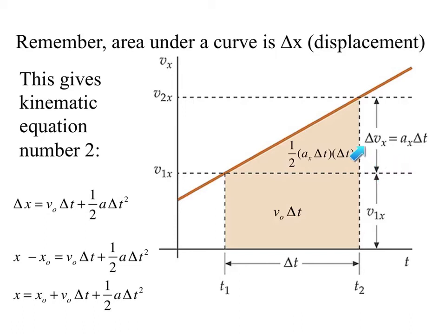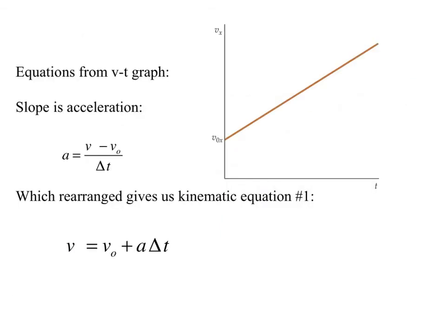So putting it all together, the displacement we have when we accelerated plus the displacement we had when we did not accelerate, adding those two things together would have given us our change in position, or displacement. To find our second kinematic equation, we look at a velocity time graph.